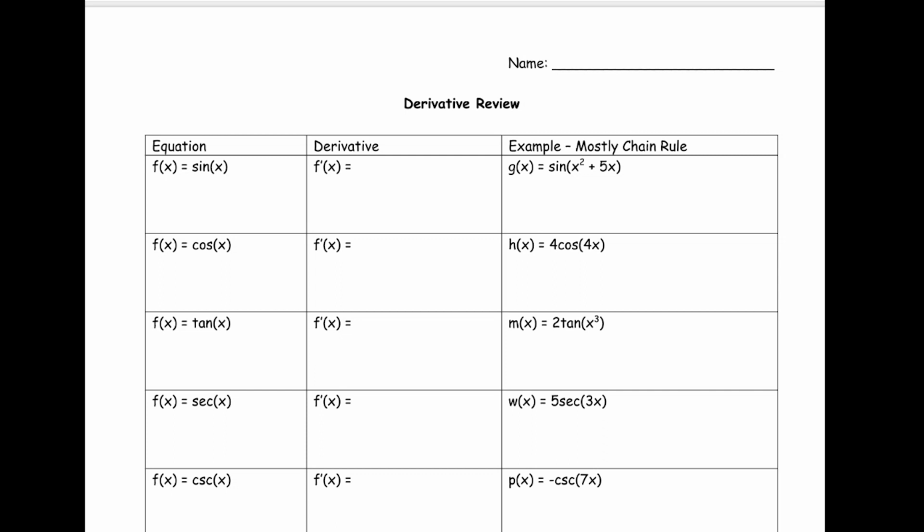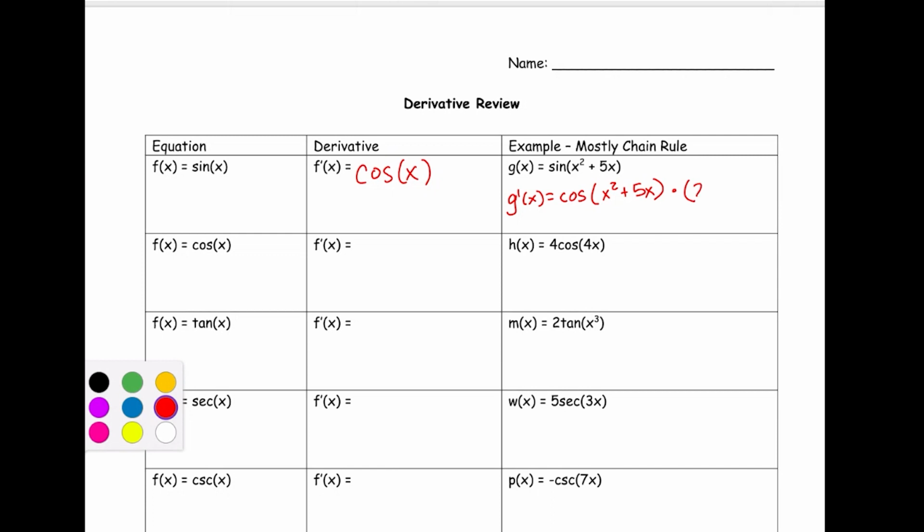So first, the derivative of sine is cosine. And if we want to differentiate sine of x squared plus 5x, we would say g prime is equal to the derivative of sine, which is cosine, leave what's inside the parentheses alone, and then multiply by the derivative of the inside. So that would be 2x plus 5.